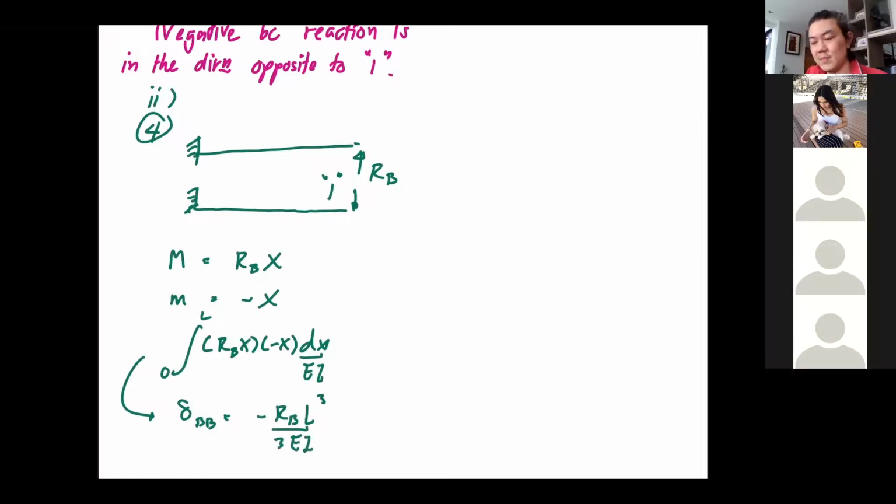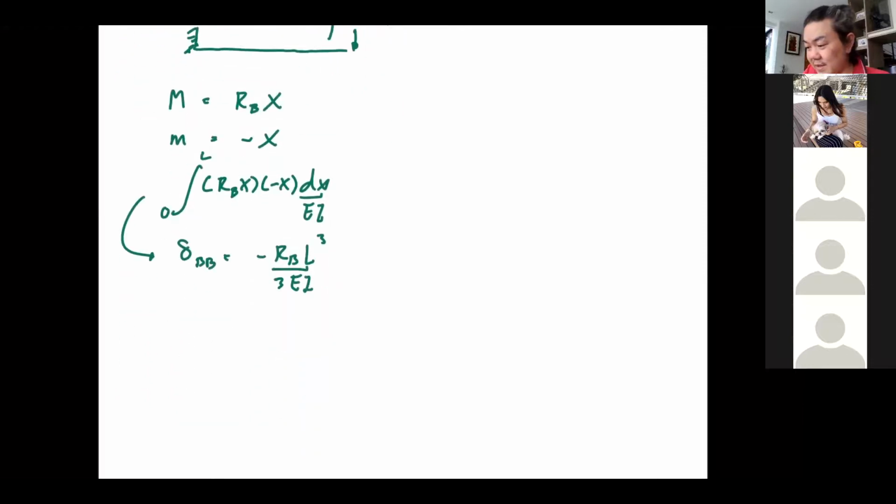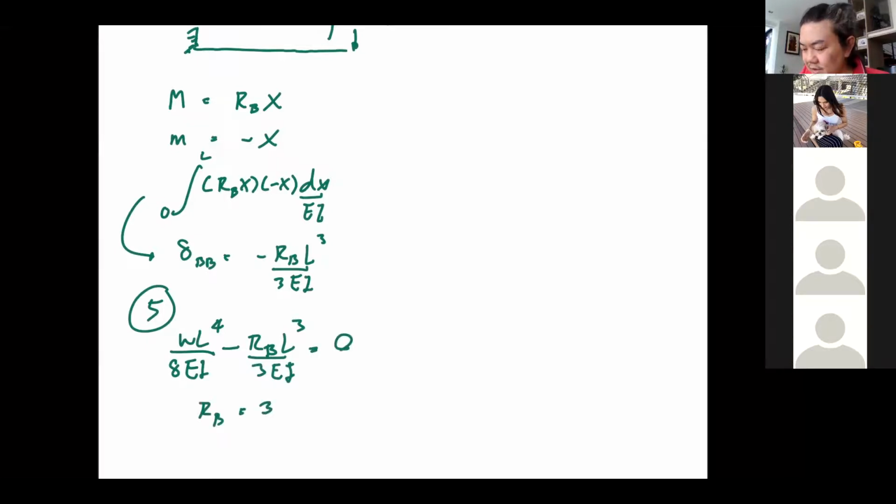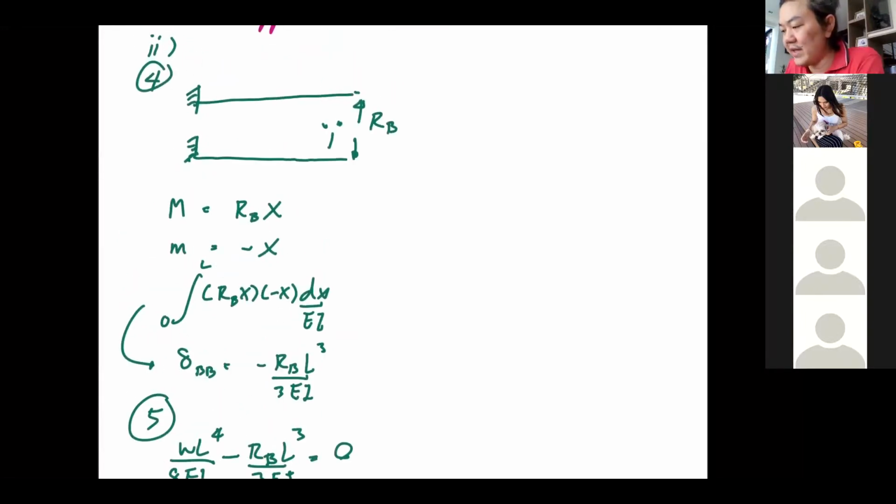Okay, but in step number 5, we now have WL to the power 4 over 8 EI minus RB L cubed over 3 EI equal to 0. In the end, RB is 3 WL over 8. Okay, this turns out to be positive in the end because now we are using the upward RB here.